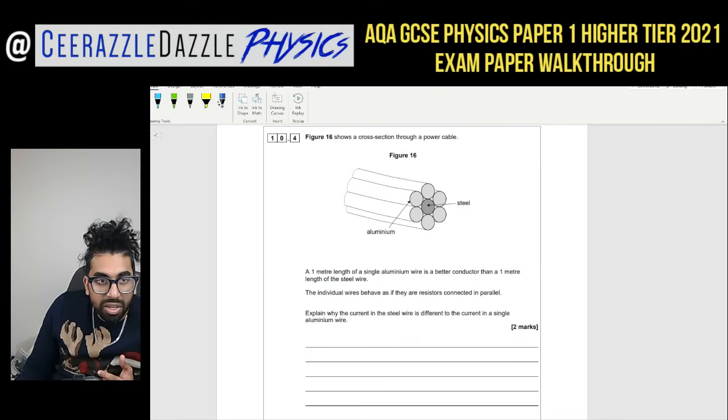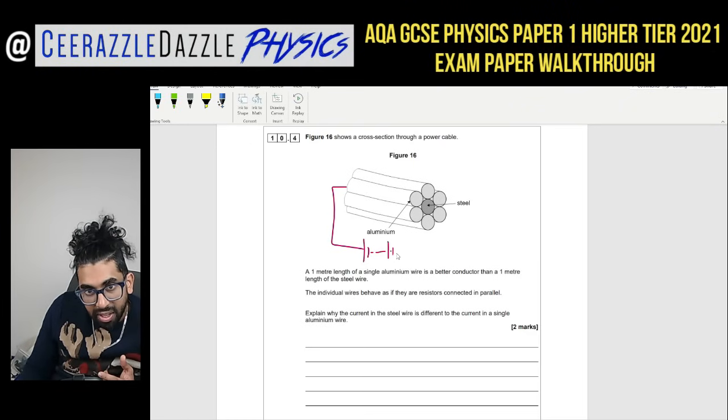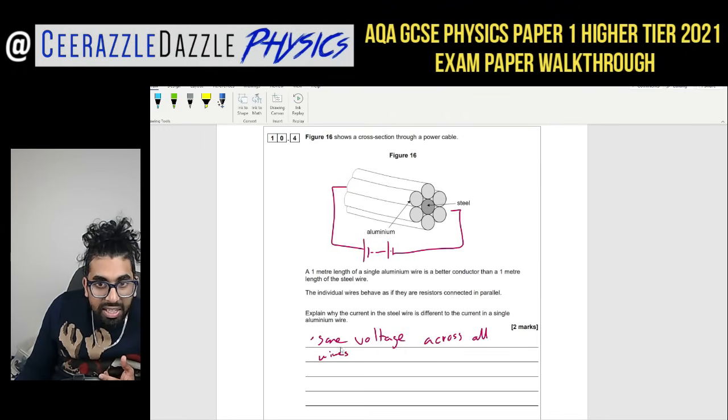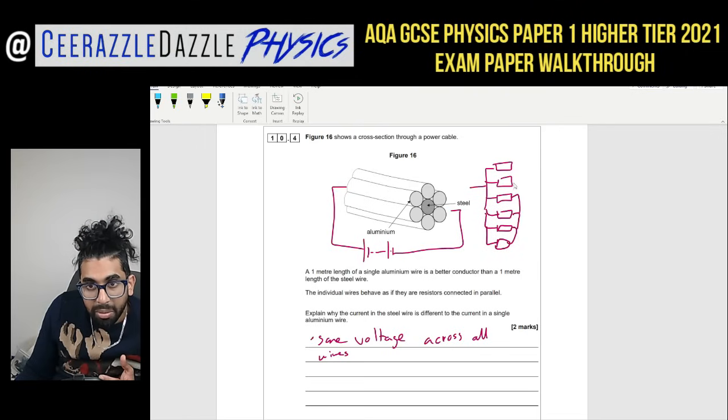Right, so initially this is kind of difficult to get our head around, but they have the same voltage. So let's say you were to connect them up, and we have a battery over here. They would have the same voltage across all of them, all the wires. But the key thing is this: there's 1, 2, 3, 4, 5, 6 aluminium wires and they're in parallel. So 6 of them are in parallel.